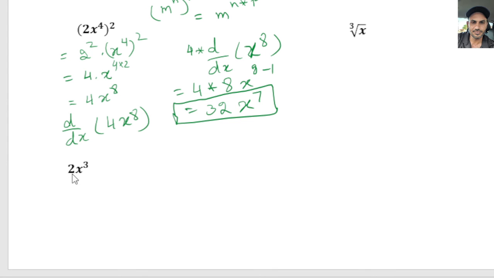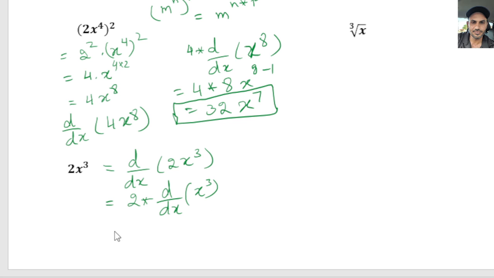Let's do this one. We have 2 times x to the 3rd power. So we want to take the derivative of that. So d over dx of 2x to the 3rd power. First we pull out the constant from the expression and we make it a coefficient. So d over dx of x cubed. And the second is we take the derivative of the inside. So this is 3x to the 3 minus 1. So we have 2 times 3 is 6, x to the 2nd power. So this is your final answer when you take the derivative of this.